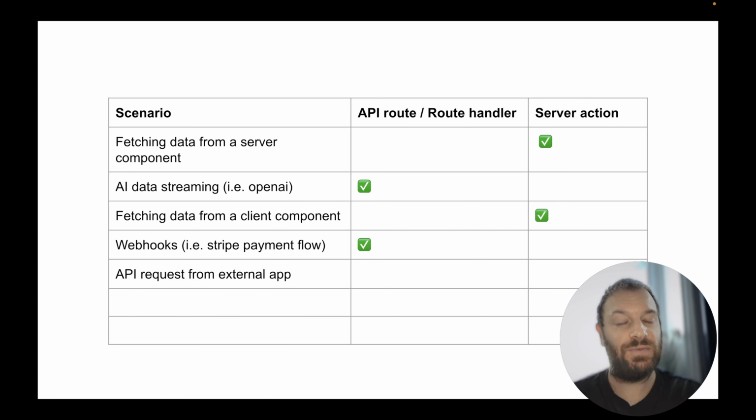Now, the next one is a very similar thing. It's API requests from an external app. So for example, Stripe could be classed as an external app, or if we have, let's say, for example, a React Native app or some other external application which isn't our current Next.js application, this has to use an API route or a route handler. So again, we can't call server actions from outside of the sandbox of our Next.js application.